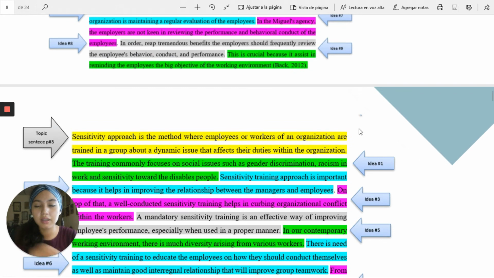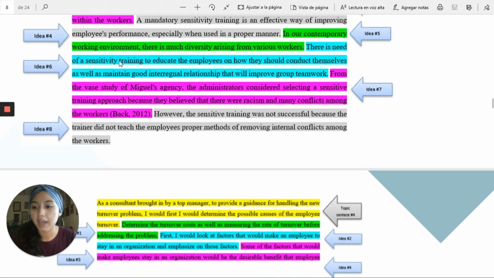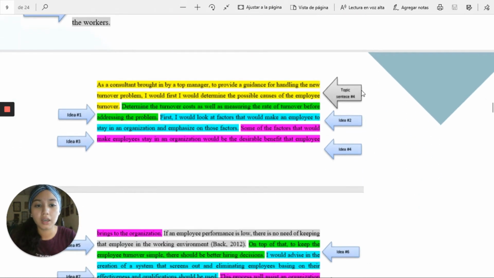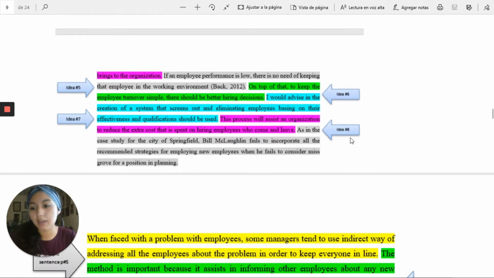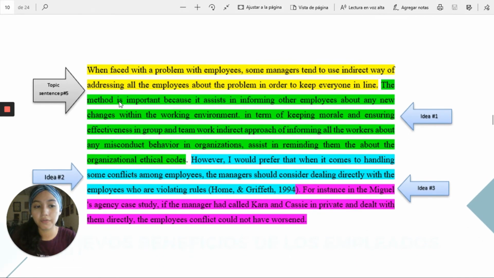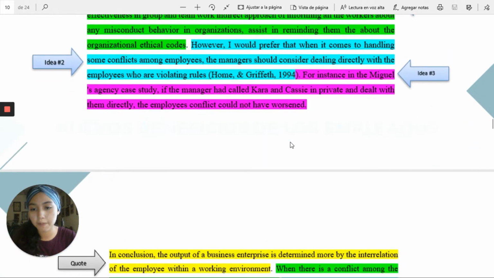As we can see, the paragraphs are really long. We have here the topic sentence of paragraph 3 and 8 ideas in total. We have the topic sentence of paragraph 4 in yellow, and again we have 8 ideas. Here we have the topic sentence of paragraph 5, and in this case we only have 3 ideas.